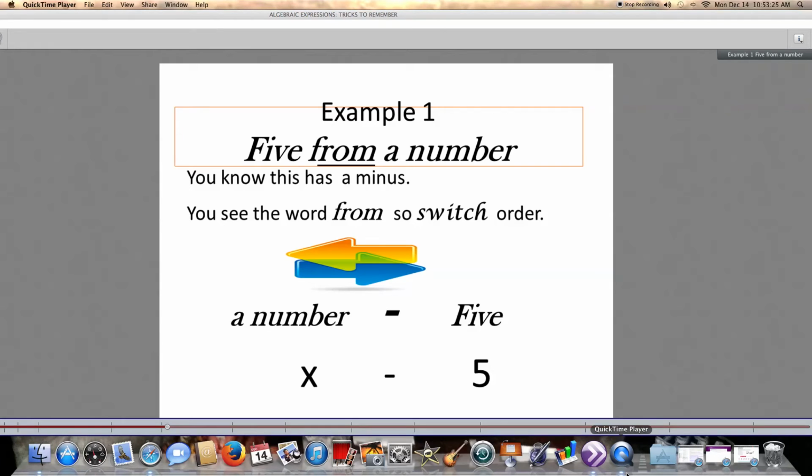5 from a number. The first thing you ask yourself is, is this subtracting? Yes. Next thing you ask yourself, do I see the words than or from? Yes, I see the word from. So that means I switch the order. Instead of writing the 5 first, like you see at the beginning, you're going to write the 5 last. And instead of writing a number last, you're going to write a number first. And instead of writing a number, you go to the next level and make it an algebraic expression by writing x minus 5.